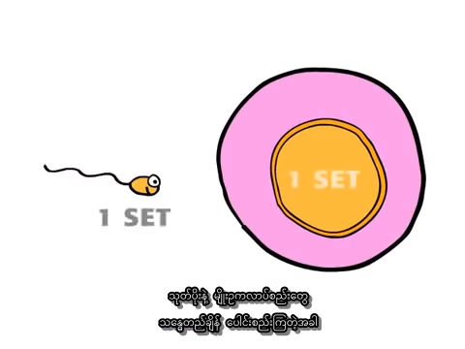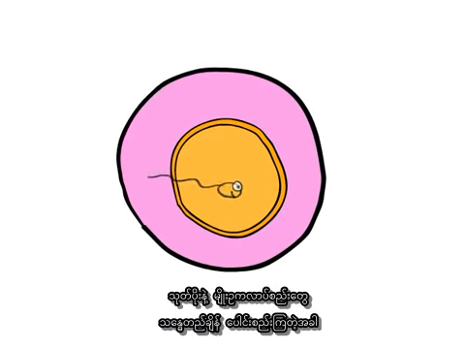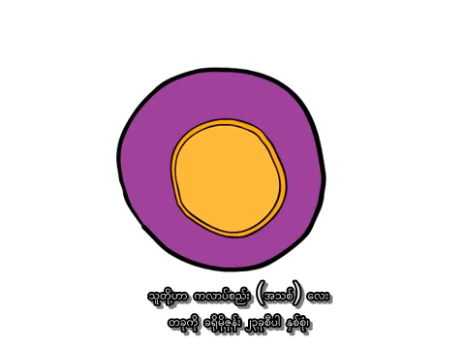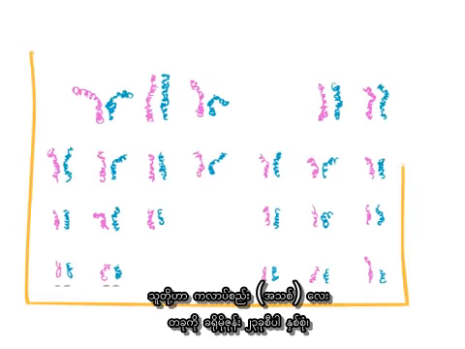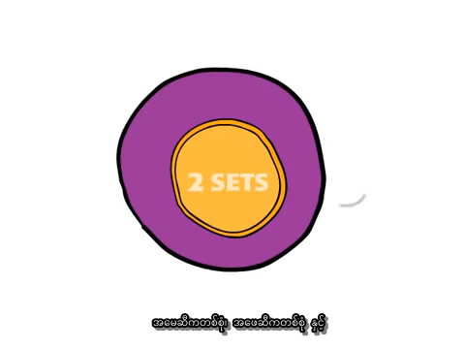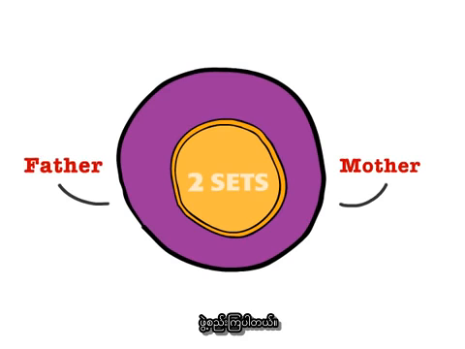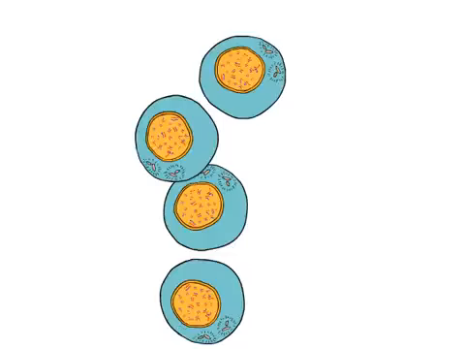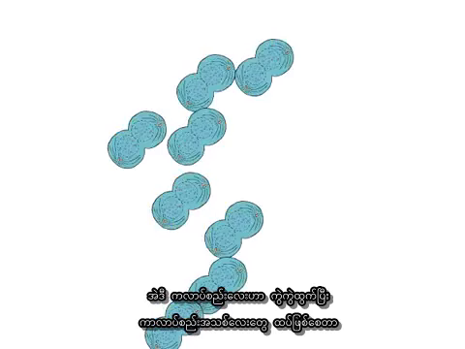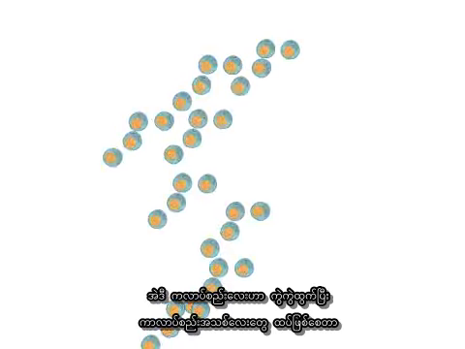When sperm and egg cells join together at fertilization, they create a single cell with 2 complete sets of 23 chromosomes, 1 set from your mother and 1 from your father. This single cell will divide to create new cells over and over until it creates a child.